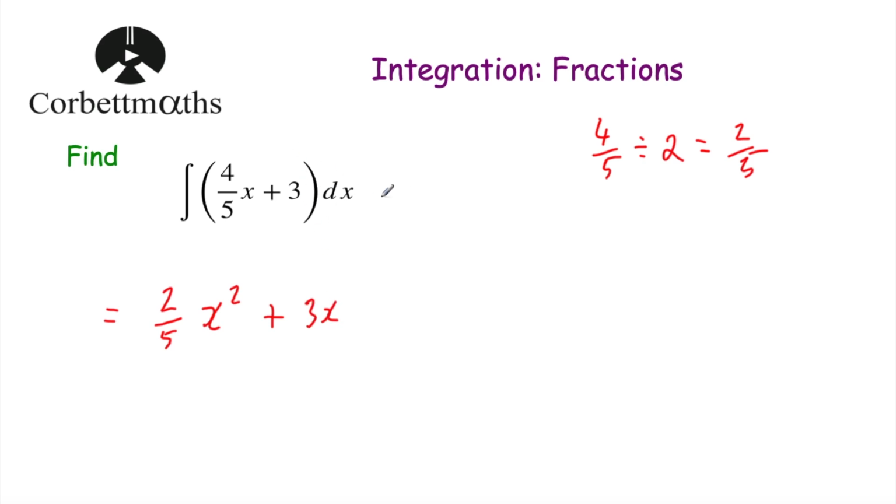And then obviously we need the constant of integration, so we need to put the plus c on the end. And that's it. So we've integrated 4/5 x plus 3, and the answer is 2/5 x squared plus 3x plus c. And that's it. Okay, let's look at our next question.